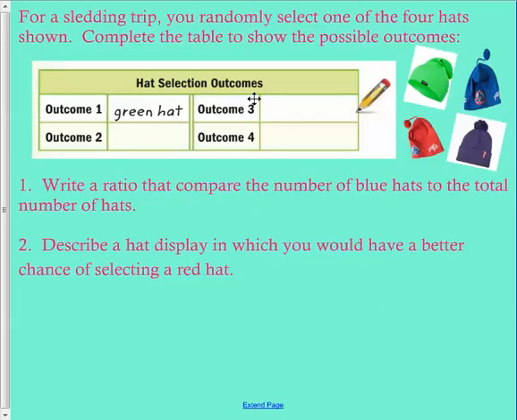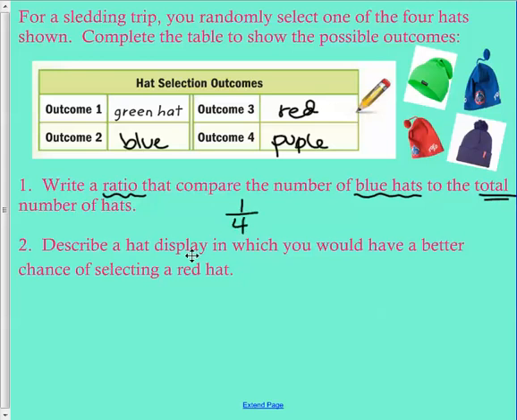So for a sledding trip, you're going to randomly select one of the four hats. Okay, you've got a green, a blue, a red, and a purple. Those are our possible outcomes. So if we wanted to write a ratio, remember what a ratio is? That compares the number of blue hats to the total. We would know that there is one blue hat out of 4.